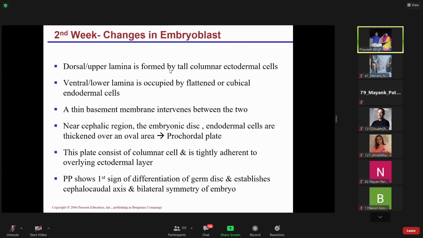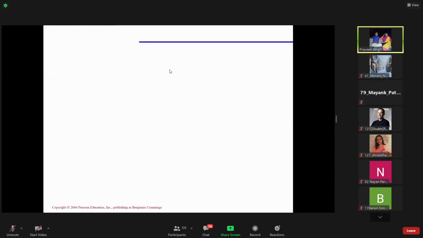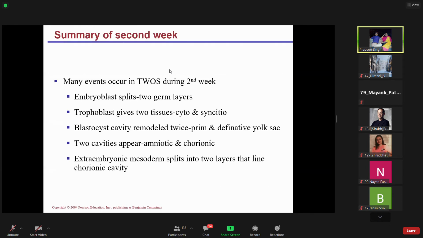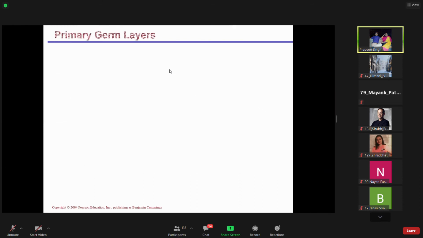If you see, यहाँ पे लाइट नहीं है, it's become very hot. Just a minute.